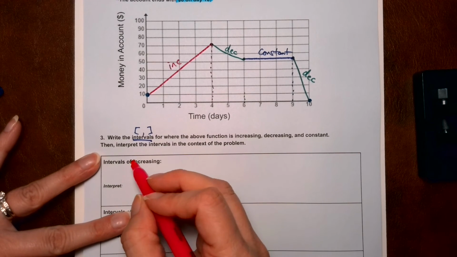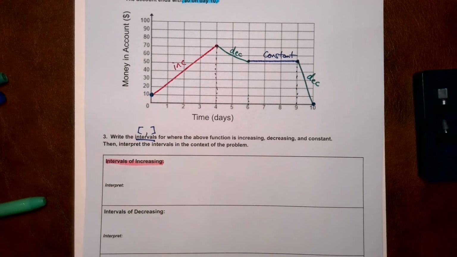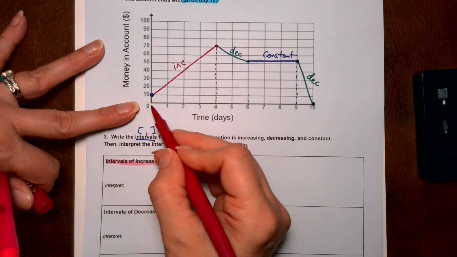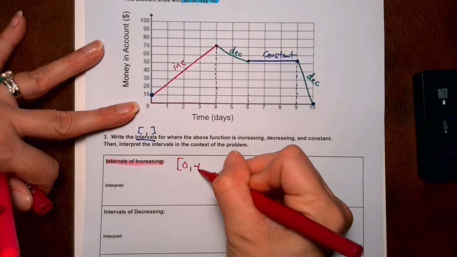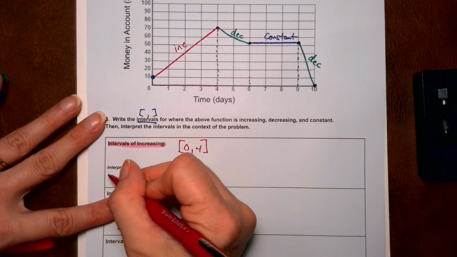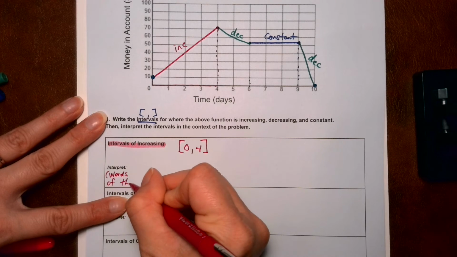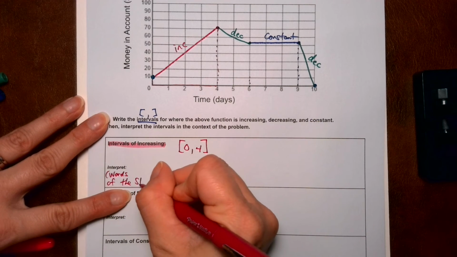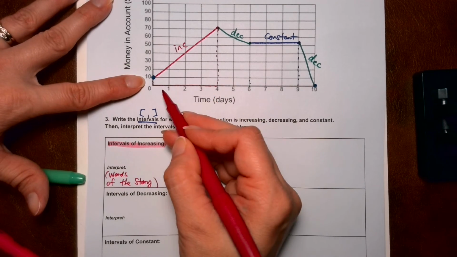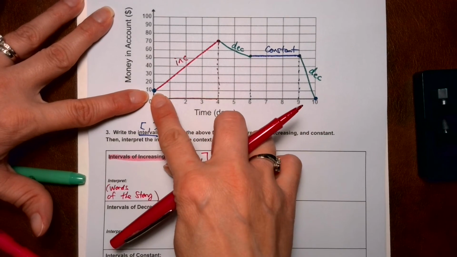So it's increasing. Let's see, that was pink, right? It was increasing just that one section right there. So it's increasing from 0 to 4. Okay, and interpret. Interpret means you have to use the words of the situation, the words of the story. So from 0 to 4, what's happening? Something's going up. What is increasing? It started at 10 and got higher.